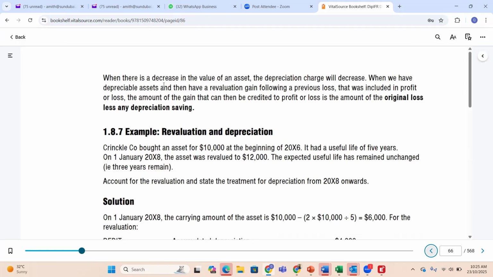Especially the difference also. When there is a decrease in the value of the asset, the depreciation charge will decrease. Then we will have depreciable assets and then a revaluation gain following a previous loss. The amount of gain that has been credited to profit and loss is the original loss less any depreciation saved. Did you understand this? Yes.